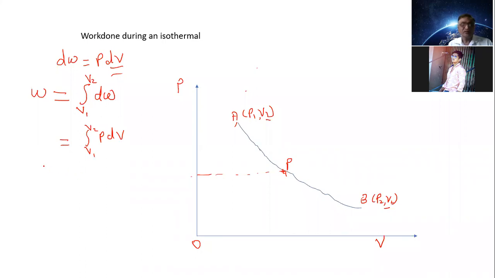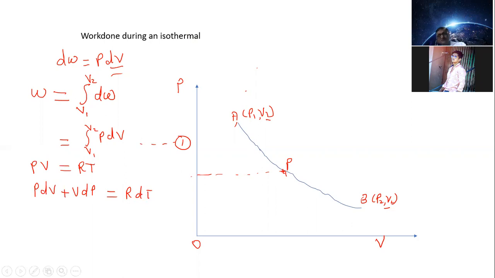Now we know the ideal gas equation, समजा आता आपण याला equation number 1 म्हणू. Ideal gas equation for 1 mole that we write here PV is equal to RT. आपण 1 mole of gas consider करू. Differentiating this equation, PdV plus VdP is equal to RdT. असं आपण कन्सिडर करू शकतो.